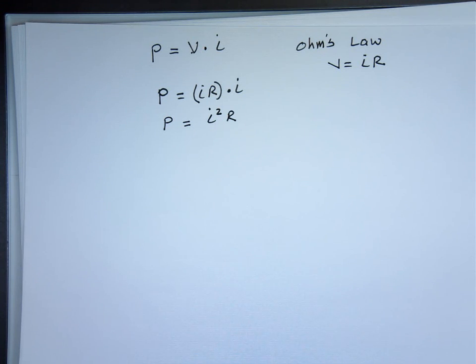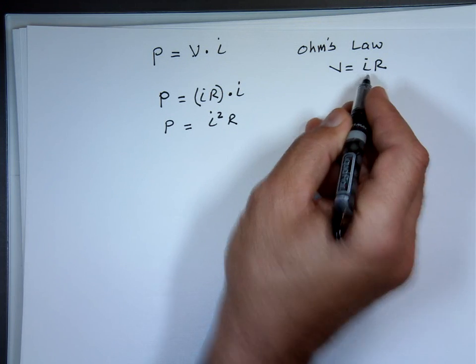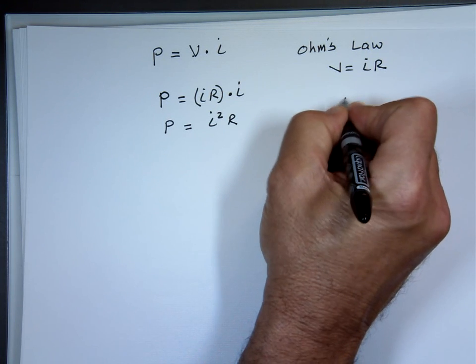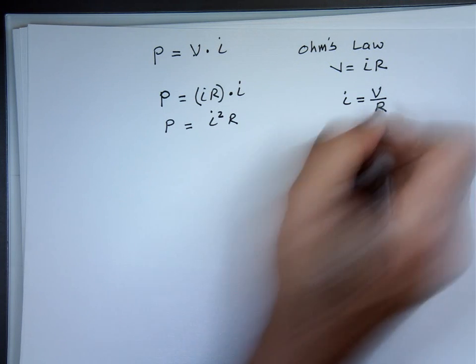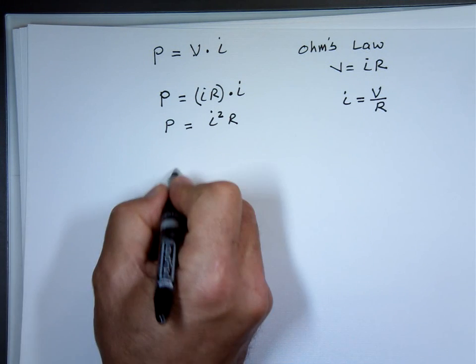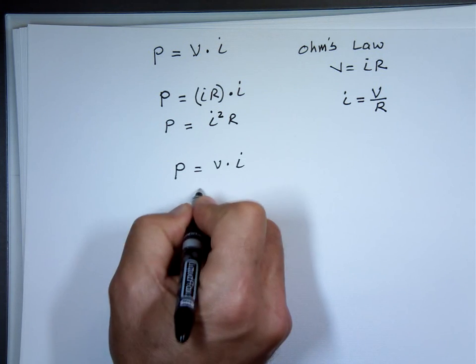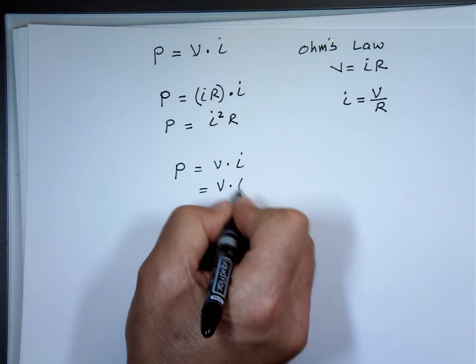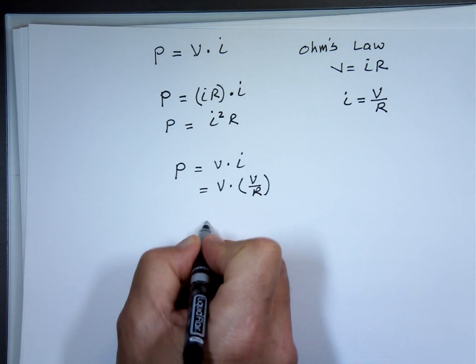Now, looking at that equation, Ohm's law, you can solve for I. I equals what? Isn't that V over R? So if you go back to power, power equals V times I. And you take I out and replace it with what? V over R, using Ohm's law. Power becomes what? V squared over R.